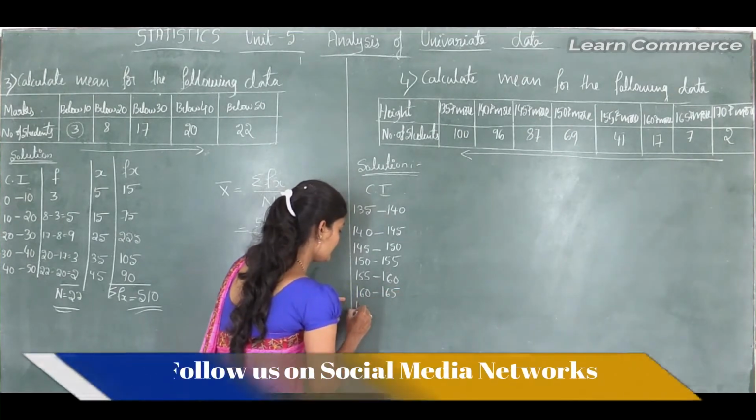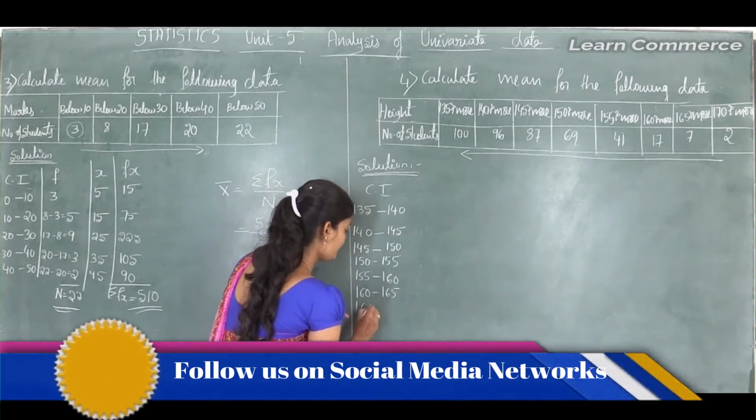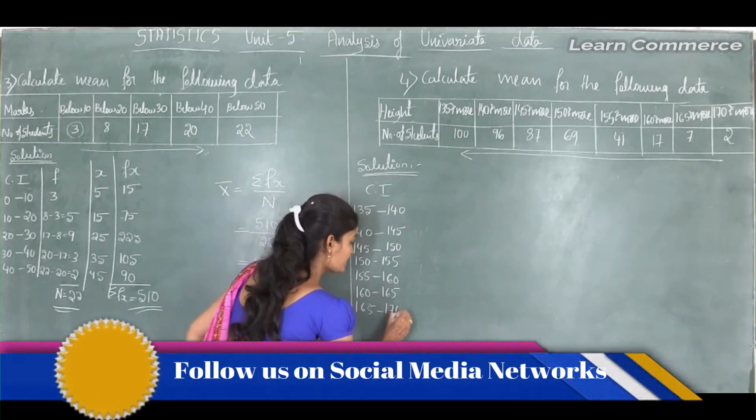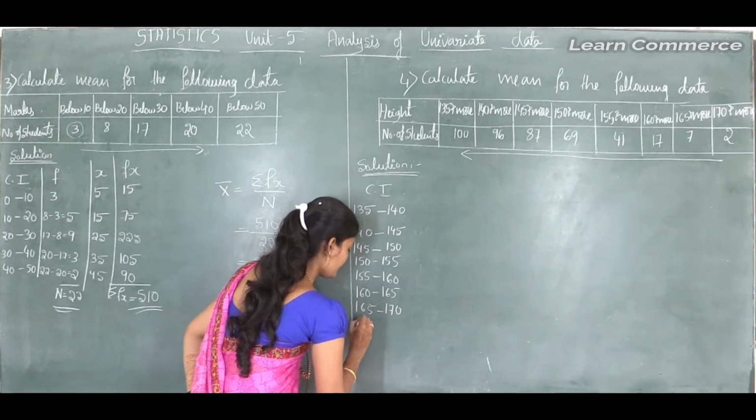The next is 165, for this upper class limit is 170. So next one more lower class limit is given, that is 170.